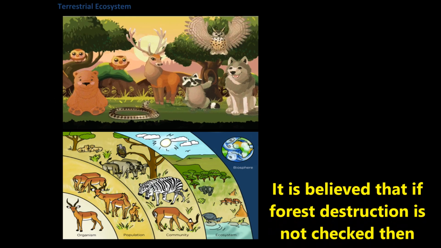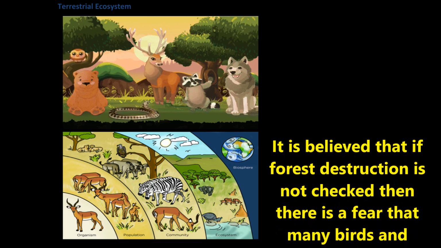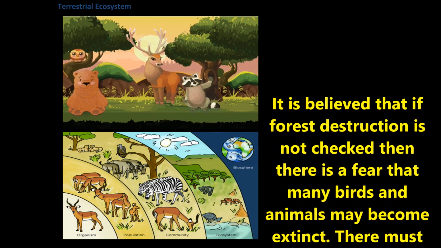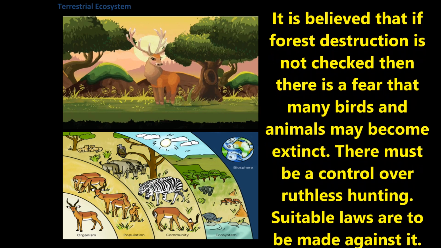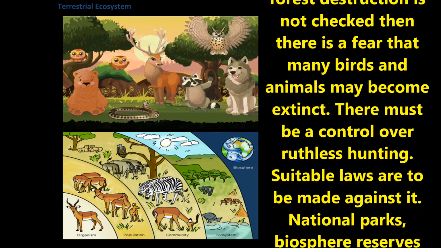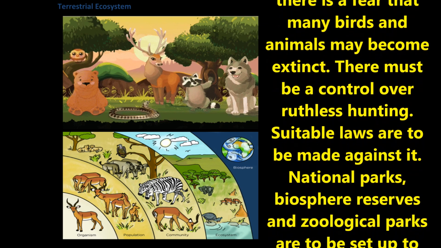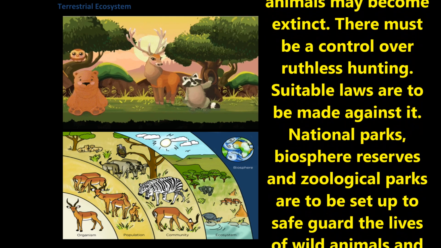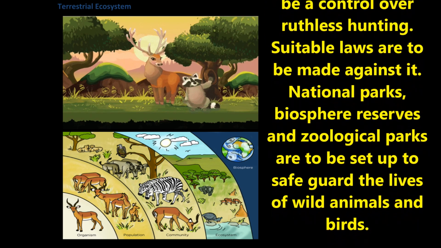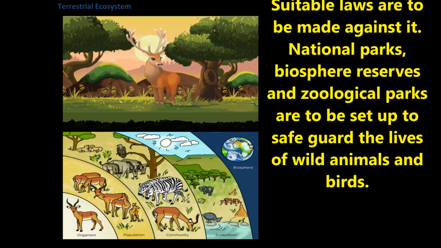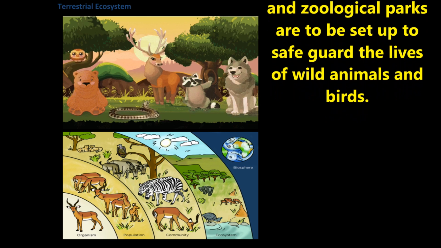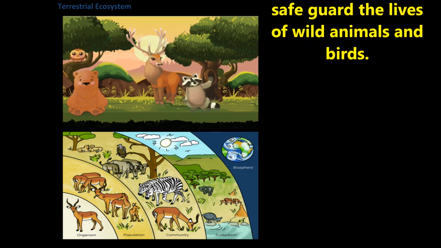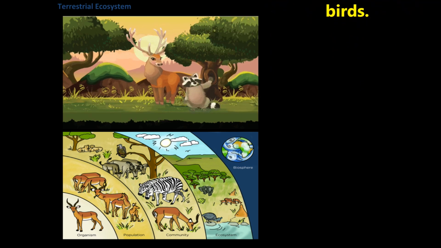Conservation of wildlife. It is believed that if forest destruction is not checked, there is a fear that many birds and mammals may become extinct. Our ruthless hunting must be controlled. A suitable law has to be made against it. National parks, biosphere reserves, and geological parks are to be set up to safeguard the lives of wild animals and birds.